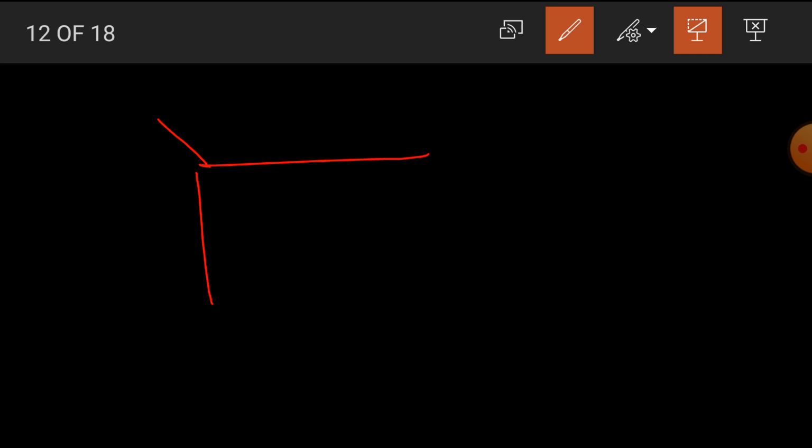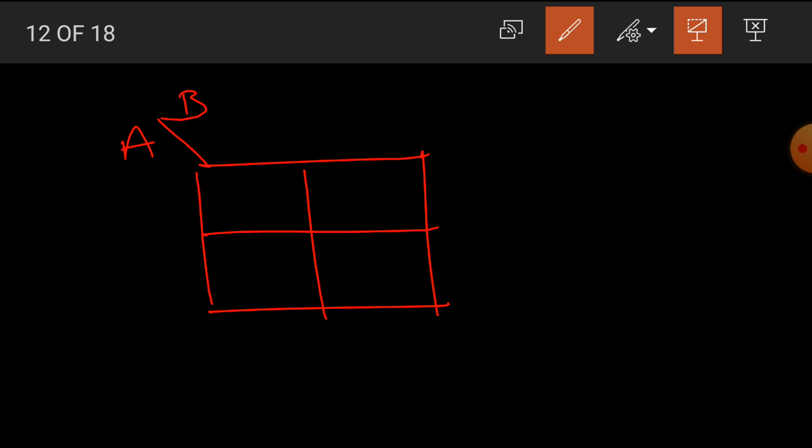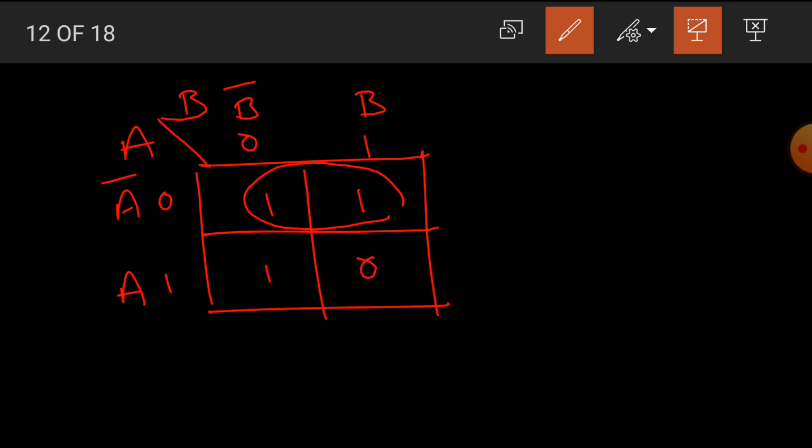This is the Kmap for two variables shown here, in which at the side A B, A has the value 0 or 1, B has the value 0 or 1. A equal to 0 means A bar, A equal to 1 means A, B equal to 0 means B bar, B equal to 1 means B. Here we have the Kmap like this. Here there are 3 ones, hence we can make a pair.